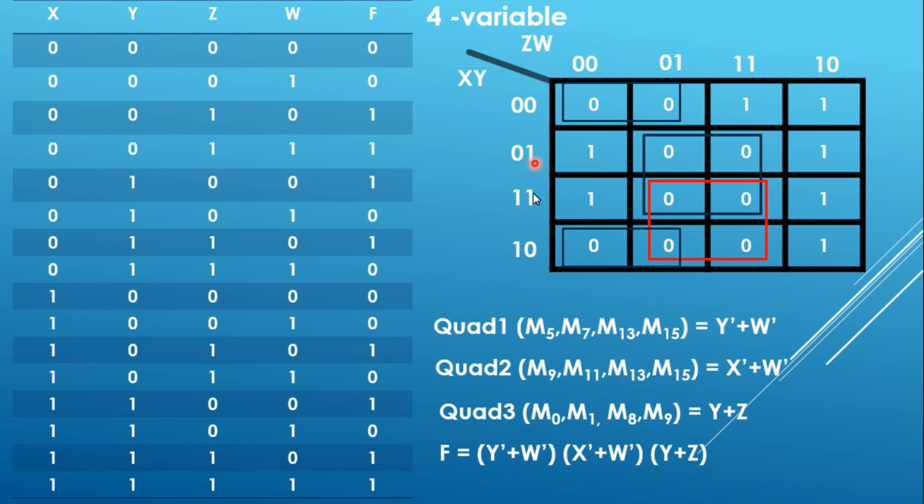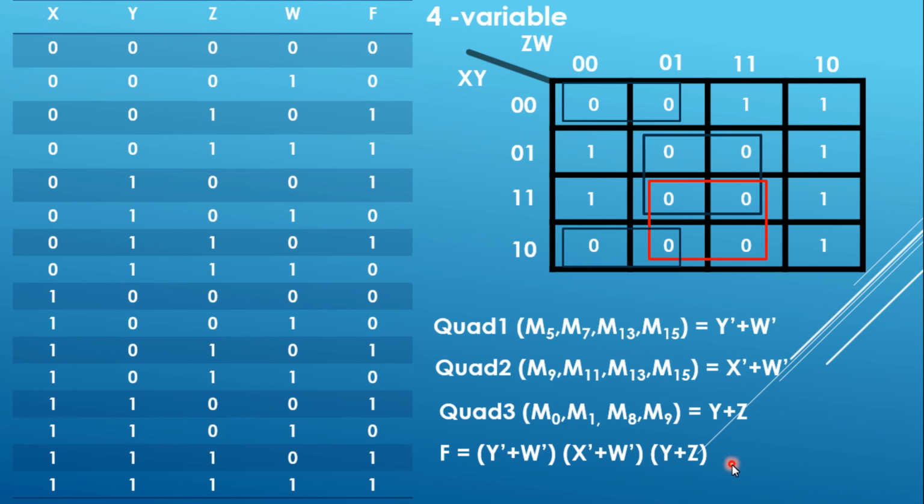And then this third quad, which is made of terms 0, 1, 8 and 9, you can see that x is changing and y is 0, so it will be y, and z is 0, so it will be represented as z. So y plus z. So the final expression in the minimized form is (y bar plus w bar)(x bar plus w)(y plus z).